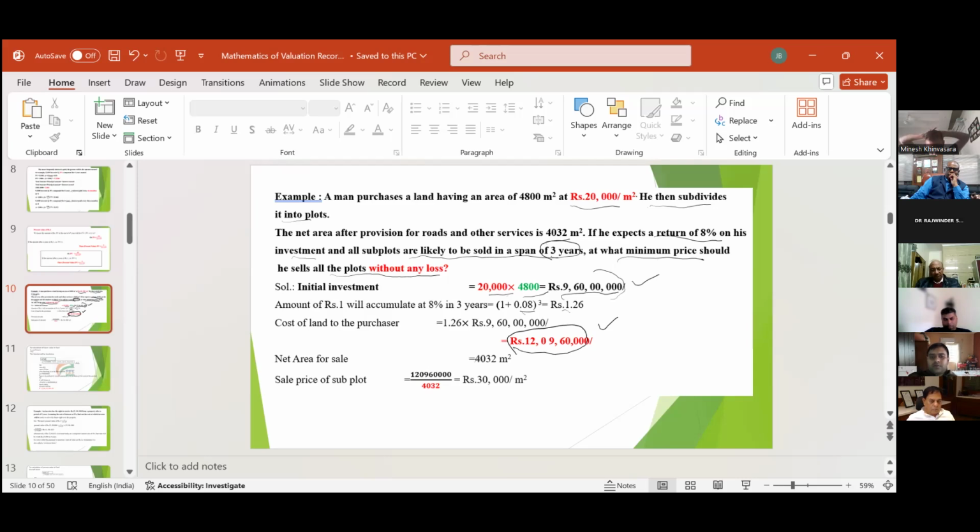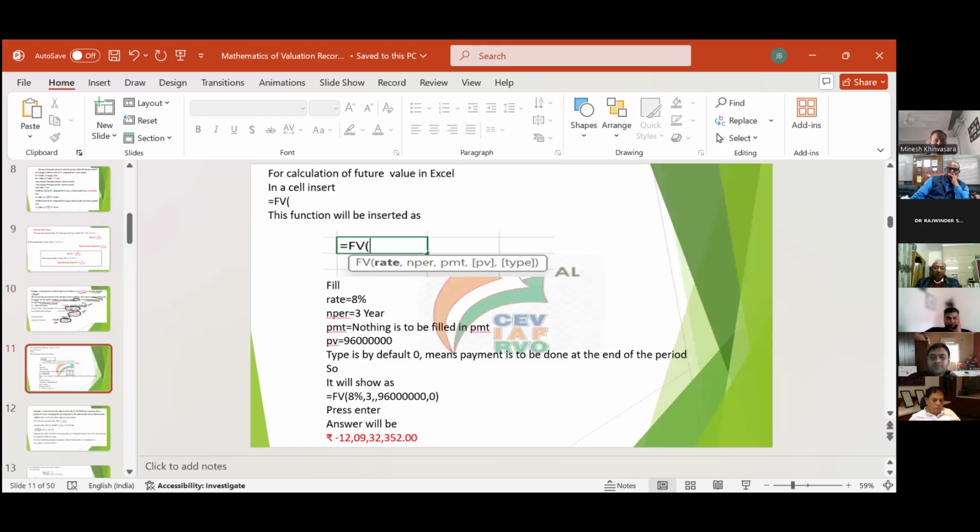So net area is 4,032 square meter. So it means sale will be 12 crore 9 lakh 60,000 divided by 4,032. So he should sell at a rate of 30,000 per square meter. One thing is you can either use this formula or you can use Excel to calculate the future value of 9 crore 60 lakh. Here it is rate, NPER, PMT, and present value. See here how it will be done.